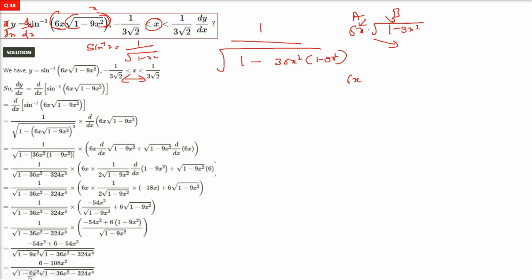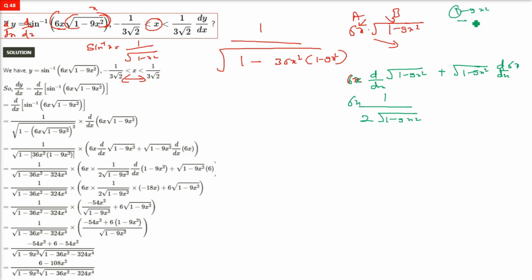So you have the first, 6x I am taking, 6x, then differentiation of under root 1 minus 9x square. Then we have a plus sign. Then we have under root 1 minus 9x square, and d by dx of 6x. So 6x, differentiation of this is 1 by twice of under root 1 minus 9x square. Then differentiation of 1 minus 9x square will be 0, negative will be there, 9, x square is 2x. So 9 2s are 18, minus 18x.